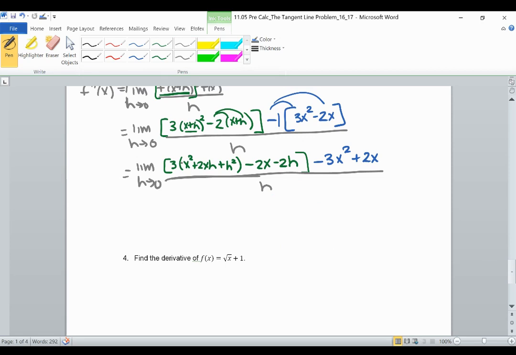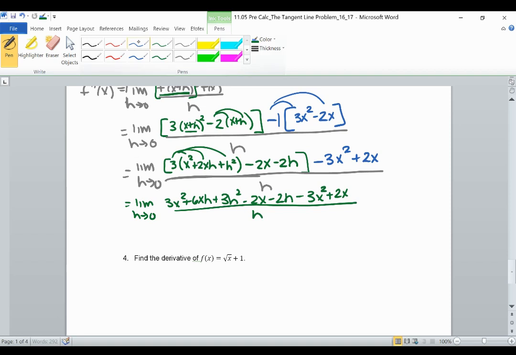All right. Now I'm going to distribute my 3 into this set of parentheses. So I've got the limit as h approaches 0 of 3x squared plus 6xh plus 3h squared minus 2x minus 2h minus 3x squared plus 2x all over h. Let's combine some like terms here. I've got a positive 3x squared and a negative 3x squared, and a negative 2x and a positive 2x. And I'm left with 3h squared plus 6xh minus 2h over h.